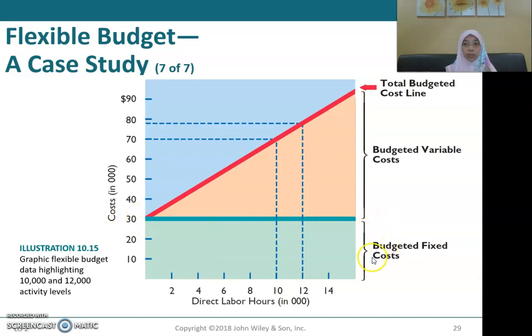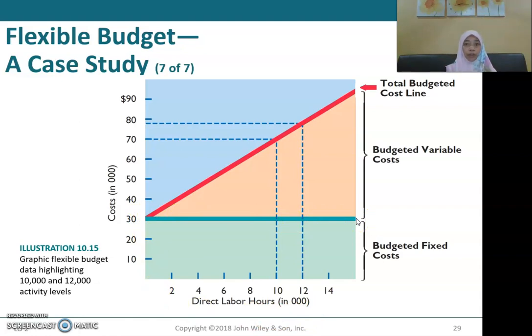This one will be your budgeted fixed cost, regardless of your activity level. So your x-axis is your activity level and your y-axis is your cost. In this case, your activity level is your direct labor hours. So regardless of the direct labor hours, your fixed cost remains the same at 30,000.